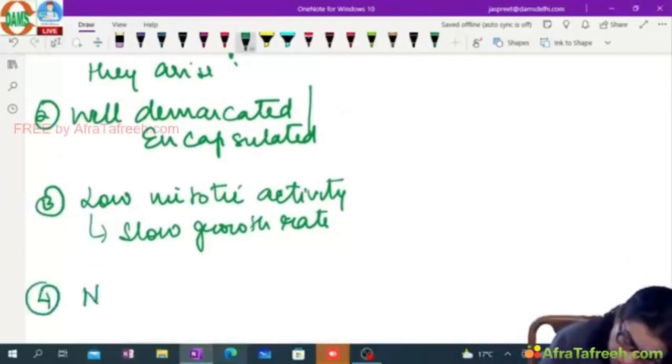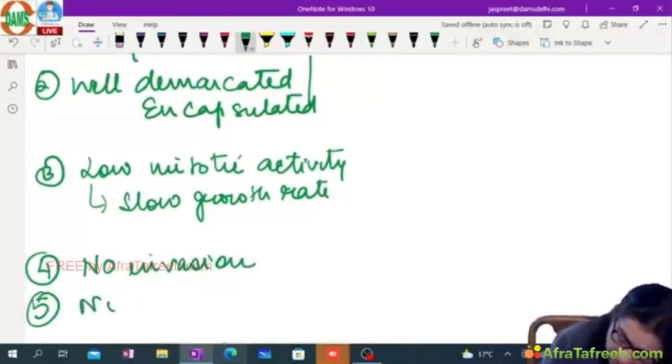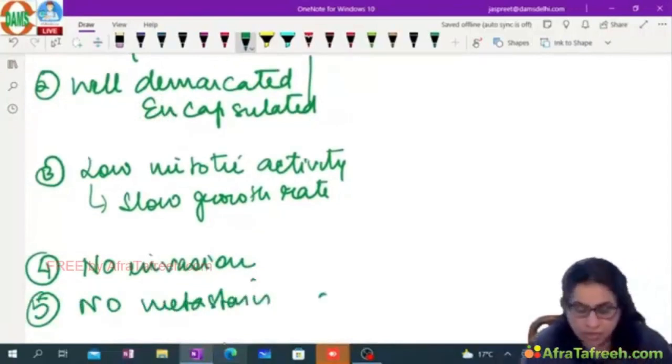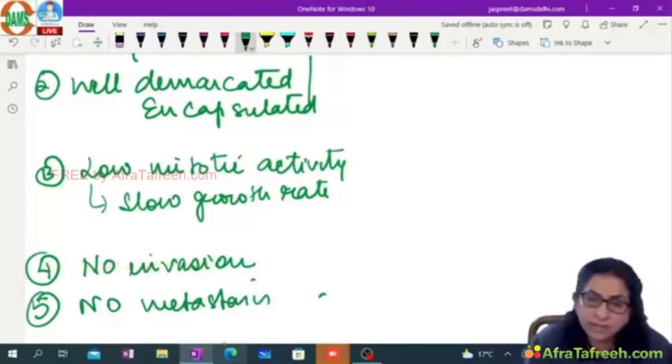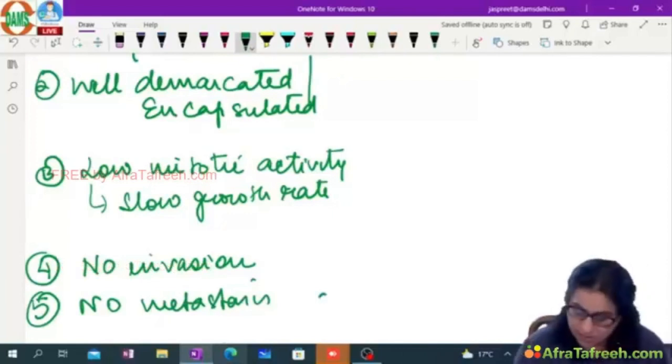Fourth, no invasion. They don't invade here and there. No invasion and no metastasis in a benign tumor. They do not invade, they do not metastasize.